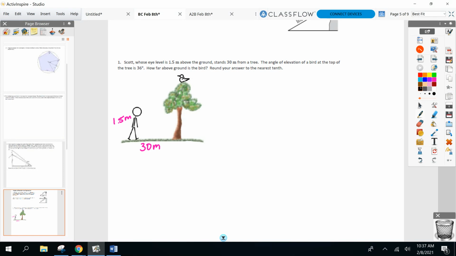All right, here's where we get into the vocabulary. The angle of elevation to the bird that's sitting on the top of a tree is 36 degrees. Remember how angle of elevation is formed, like Johnson looking up to the plane: horizontal line of sight up to the object. That angle is 36 degrees. Everyone see how I made that angle? How far above the ground is the bird? So ground to bird, that's what we're looking for.